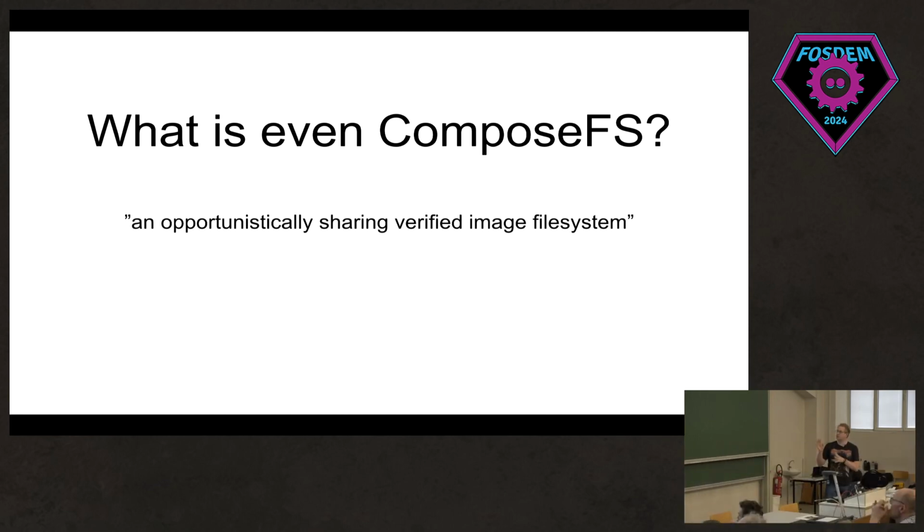So the tagline I use is an opportunistically sharing verified image file system. It's a mouthful, but like image file system, you can imagine it's about mounting a file system. That's an image, like a container image could be, but it could also be a system image for a full system, or any kind of image you wish to share and then reuse. And sharing is about having multiple of these images, and they share resources in some way, so it's more efficient to have multiple of them than each individual. And verified is that we want to, in some way, guarantee that we're reading what we're expecting to read.